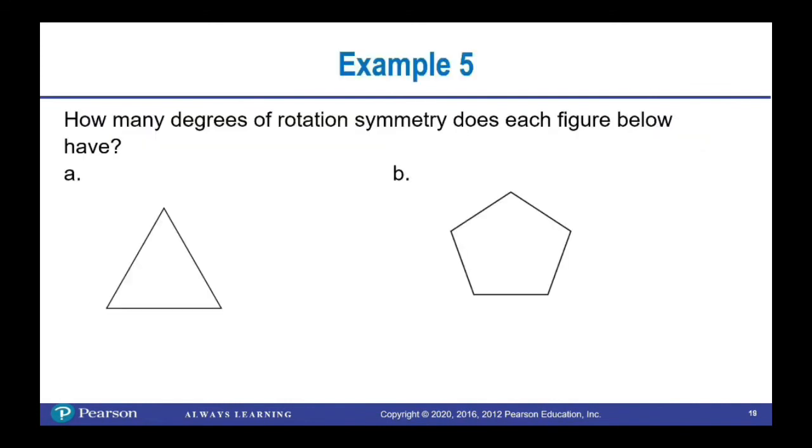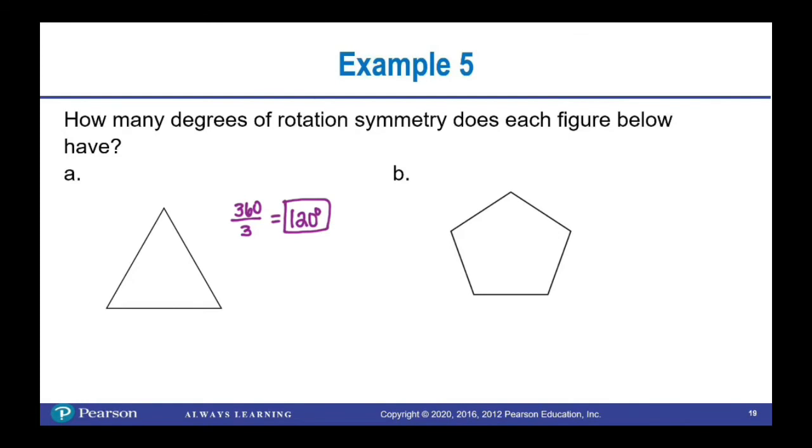So look at example 5. We're asked in example 5 to figure out how many degrees of rotation symmetry each figure has. Now remember, 360 degrees will take any figure back to itself. So I'm going to start with that 360. Notice that this is an equilateral triangle. It has 3 vertices, so I divide by 3. Type this into your calculator and you get 120 degrees.